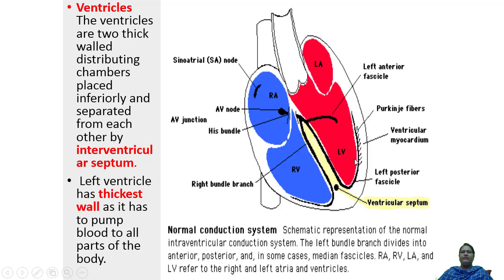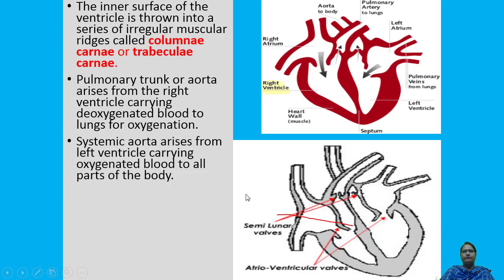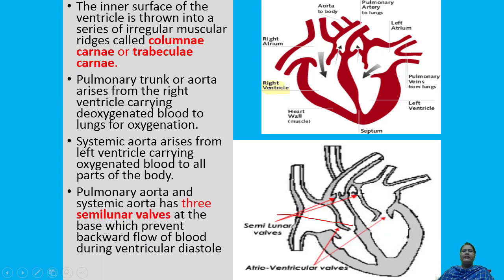Now, the left ventricle has the thickest wall, because it has to pump blood to all parts of the body. Next one is the inner surface of the ventricle. It is thrown into a series of irregular muscular ridges called columnae carneae or trabeculae carneae. You can see it is thrown into a number of folds.